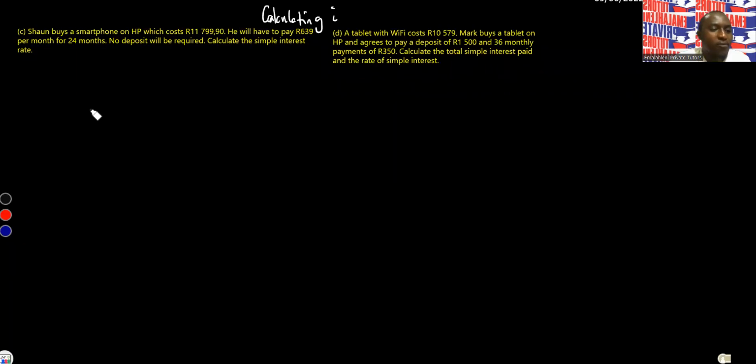Now, let's have question C. Sean buys a smartphone on hire purchase, so HP, hire purchase, which costs 11,699.90. Here we have to pay 639 per month for 24 months. No deposit will be required. Calculate the simple interest rate.